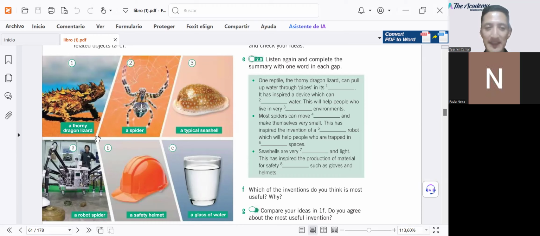We have the first animal, a thorny dragon lizard. Have you seen this lizard? No. It looks very ugly, right? A lizard. I don't think it's here in Ecuador. It's in Australia, in the desert. The spider, for sure you know spiders. And here we have a robot spider that obviously was inspired by the spider. And what about the seashell and the safety helmets?